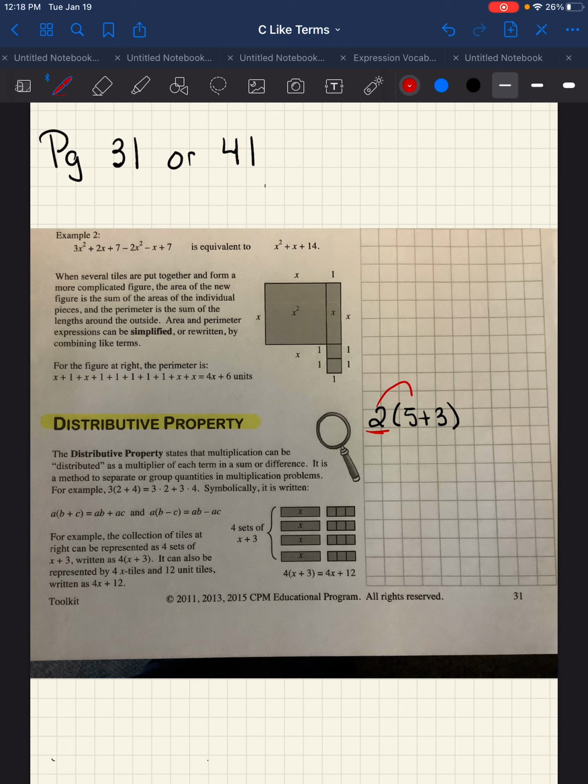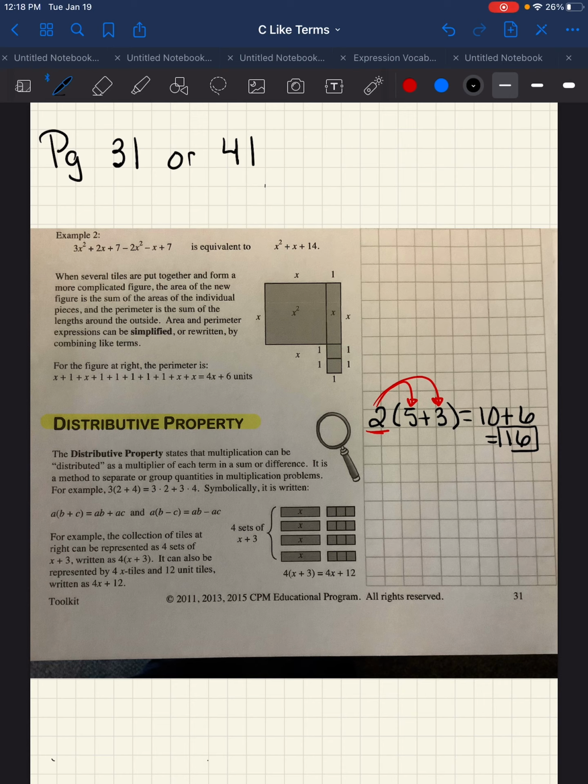it means I multiply 2 times each thing in the parentheses. So that would mean 2 times 5, which is 10, right? The addition stays between them. 2 times 3, which is 6, and 10 plus 6 is 16, which is what I said I would get if I added 5 plus 3 is 8, times 2 is 16. So it's a different way to do that problem.